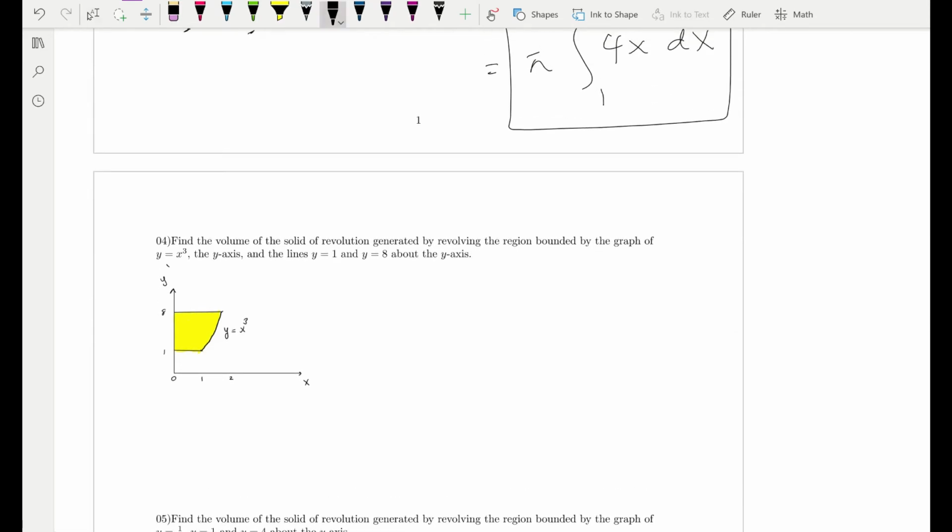So you have y is equal to x cubed bounded by the y-axis. The y values are now going from 1 to 8 and now you're rotating it around the y-axis. Okay, now this is different from the previous problems. Previously we rotated stuff around the x-axis. Now you're rotating it around the y-axis. So let's try to visualize this.